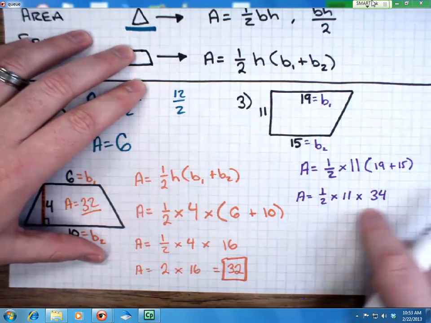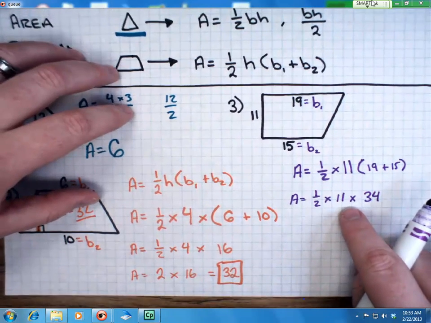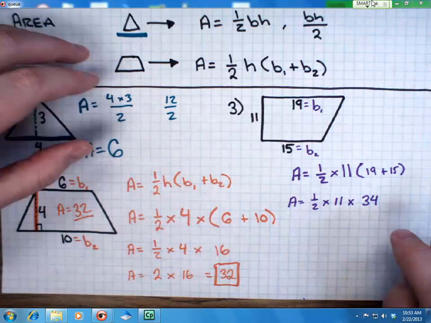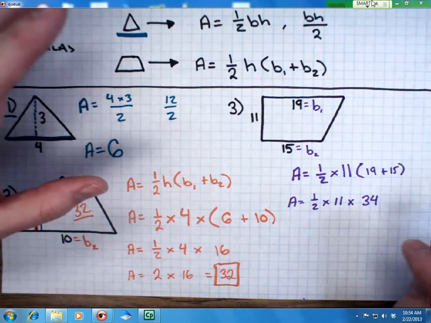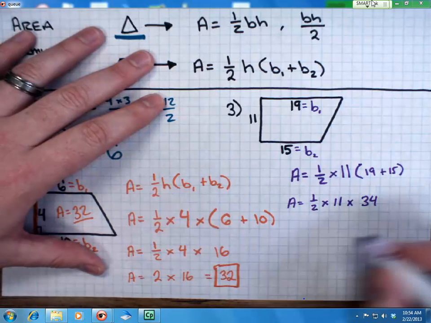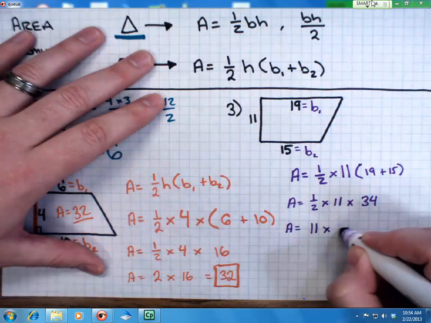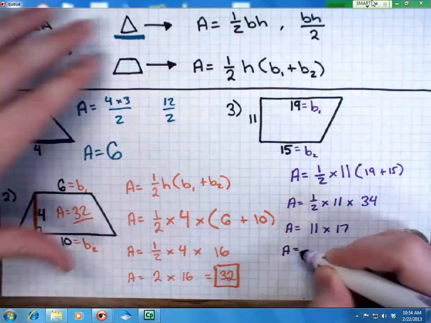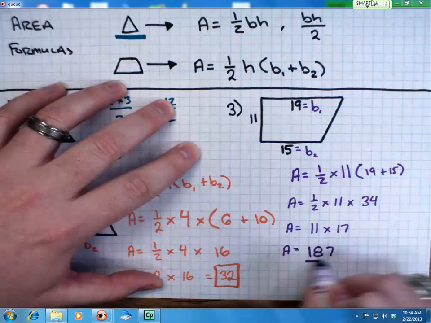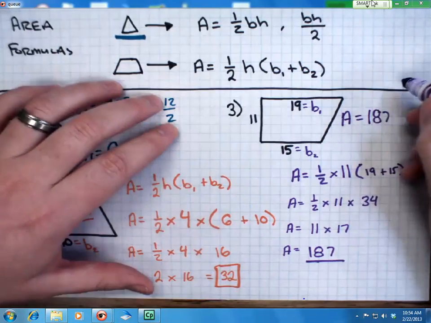So now that we have this right here, we can do, again, any step we want. We could multiply 11 times a half, which will give me a decimal. Or we could multiply 11 times 34. Or we could even multiply 34 times a half if you wanted to, because since it's multiplication, it does not matter the order. In fact, that's what I'm going to do. I'm going to go ahead and multiply 1/2 times 34 because I know what 34 divided by 2 is. 34 divided by 2 gives me 17, so that would leave me with 11 times 17. And 11 times 17 is 187. So my area for number 3 is going to be 187 square units, or whatever units it is that I'm using.